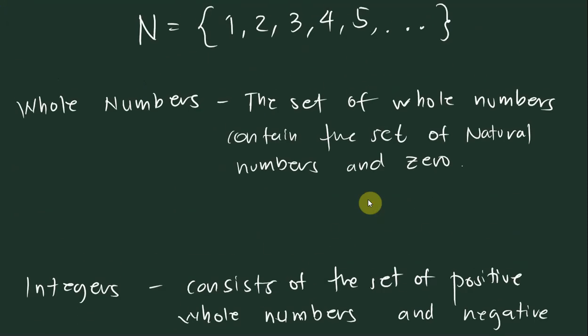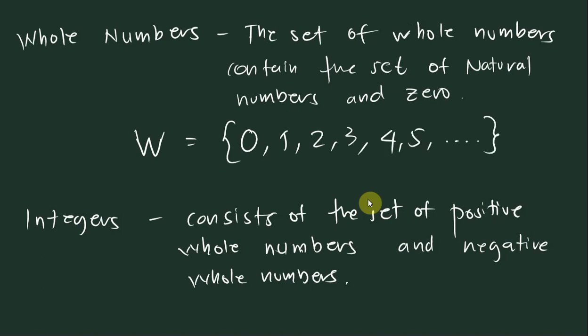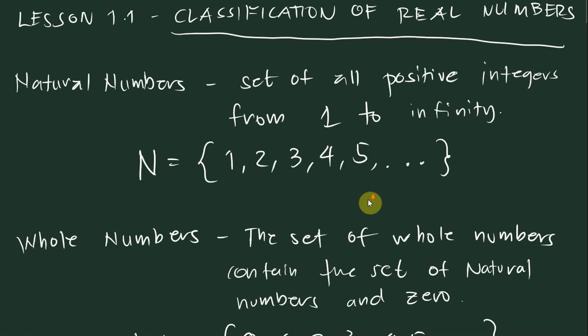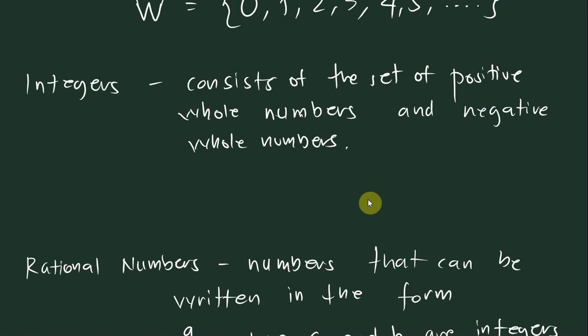Now, the set of whole numbers is a slightly larger set than the set of natural numbers. It is defined as the set of natural numbers and 0. If we denote the whole numbers as big W, then this is just the set of 0, and then 1, 2, 3, 4, 5, and so on. So the difference between natural numbers and whole numbers is just the presence of 0 in the whole numbers. Okay, let's move on to integers.